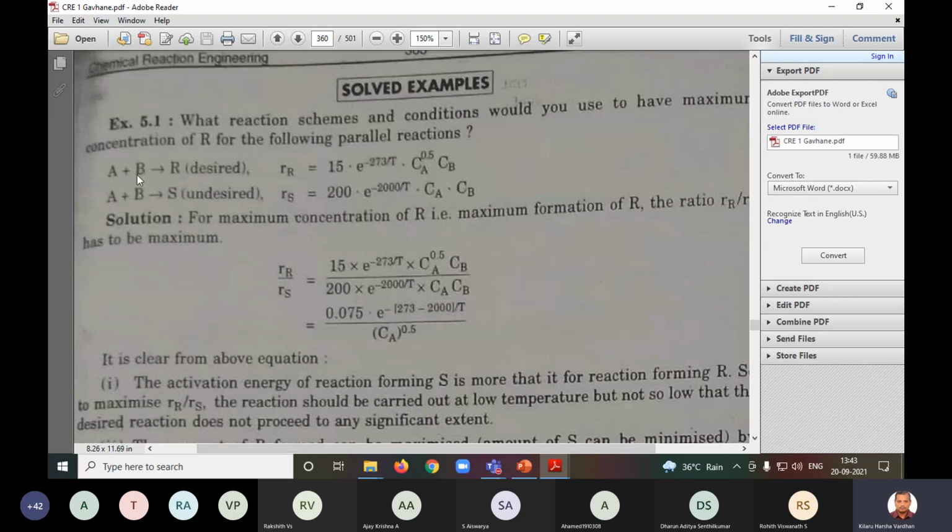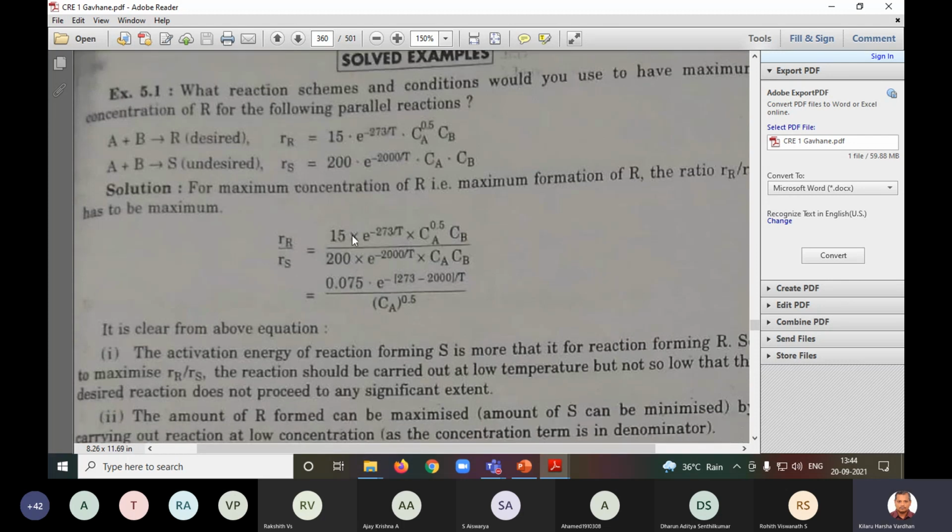Now you see A plus B is giving R, A plus B is giving S. The rate of R is 15 e power minus 273 by T, CA power 0.5 CB, and the rate of S is 200 e power minus 2000 by T, CA CB. So he is asking for maximum concentration of R. What scheme should be used? So RR by RS, if you do it, then strike out whatever is common. 15 by 200 times e power (minus 273 plus 2000) by T. So that is what we have here.